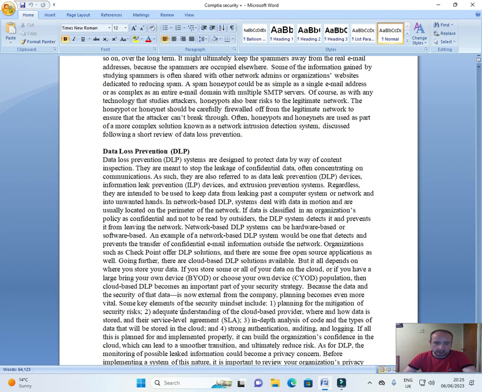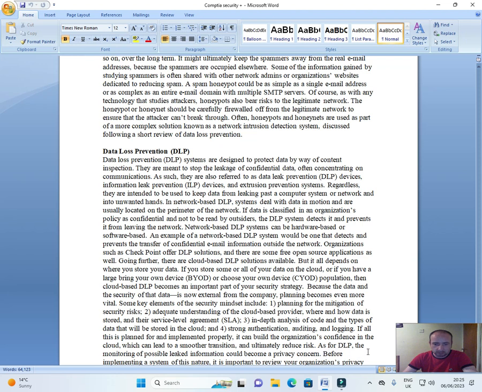Some key elements of the security mindset include: 1. Planning for the mitigation of security risks. 2. Adequate understanding of the cloud provider, where and how data is stored and their service level agreement (SLA). 3. In-depth analysis of code and the types of data that will be stored in the cloud. And 4. Strong authentication, auditing and logging. If all this is planned for and implemented properly, it can build the organization's confidence in the cloud, which can lead to a smoother transition, and ultimately reduce risk.